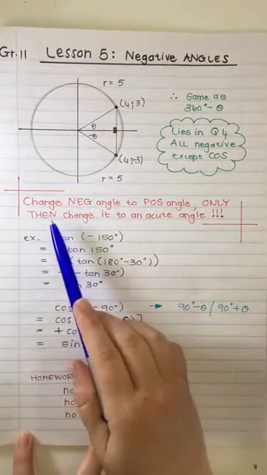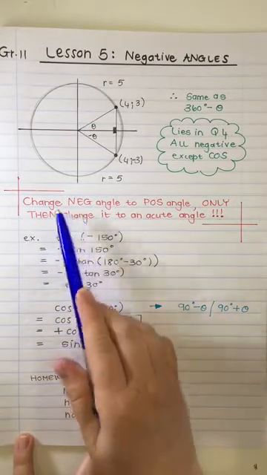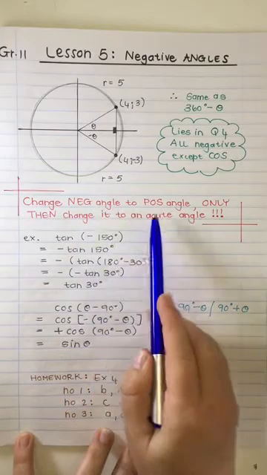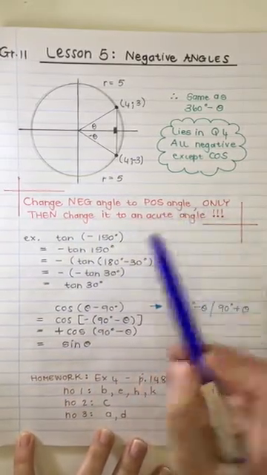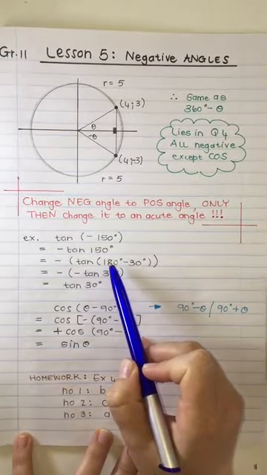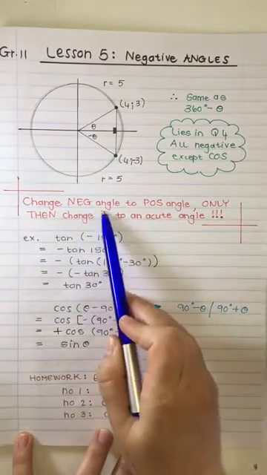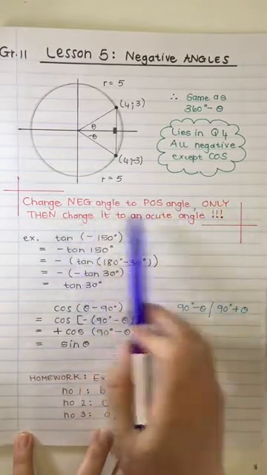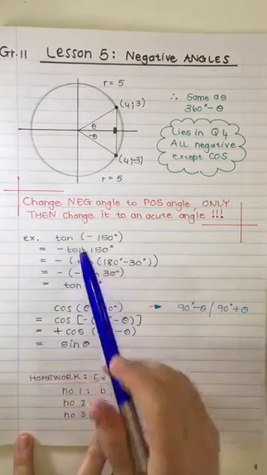Very important in this work is this rule: change the negative angle to the positive angle first. They're always going to ask you to write an angle as a positive acute angle. So you have to change the sign first, and then you change the angle to an acute angle. Okay, so let's do an example.